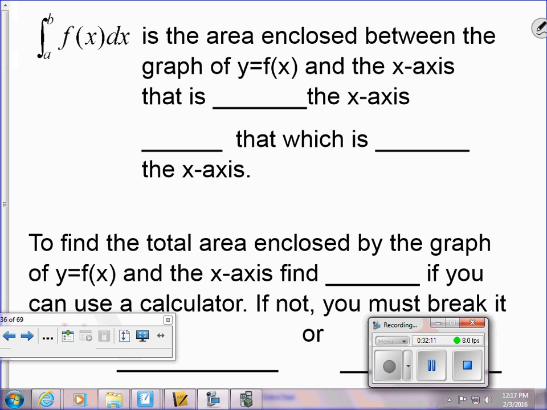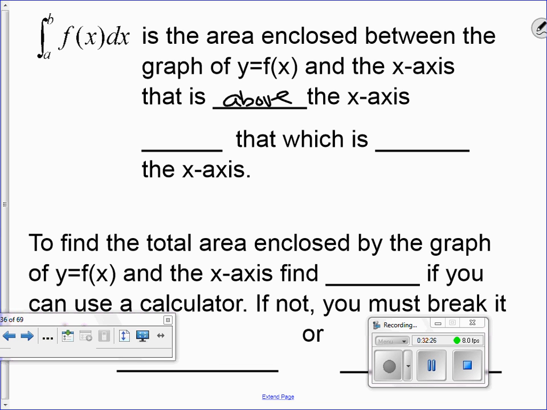Okay, so when you find the definite integral from a to b of f of x, it's the area enclosed between the graph of y equals f of x and the x-axis, that is, what goes in here? So it's the area above the x-axis. I'm already figuring. Definite integral is the area above the x-axis. What goes in here? What do you do with the area? You start with the area above the x-axis, and then you subtract, so minus that which is below the x-axis. Good.